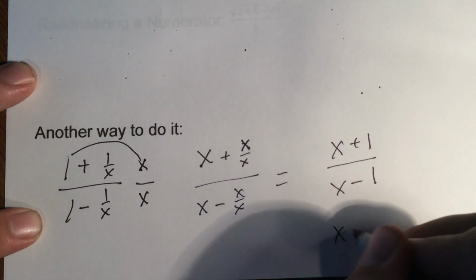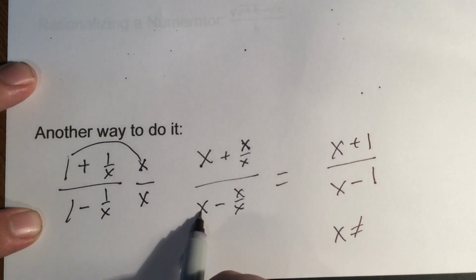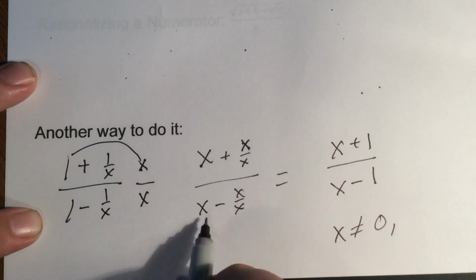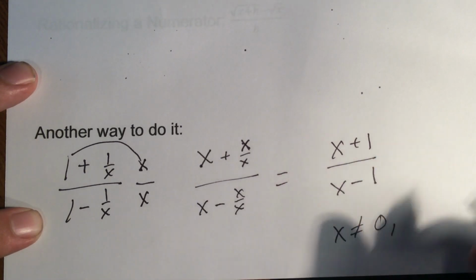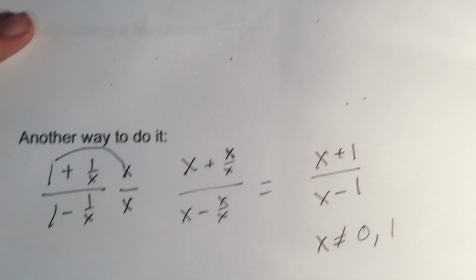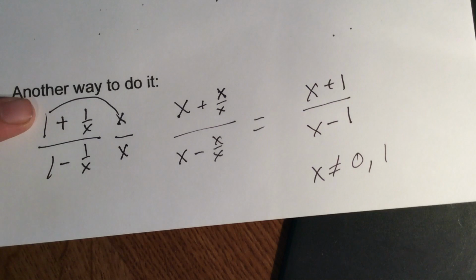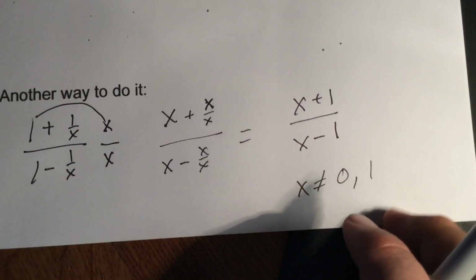And again, the exclusions here, well, it can't be 0, because that would cause issues there. And if I put 1 in here, 1 minus 1 over 1, again, that would be bad. So we get the same exclusions, same answer, 2 different ways to do it. To me, this is a little simpler, but whichever way works for you, please do so.